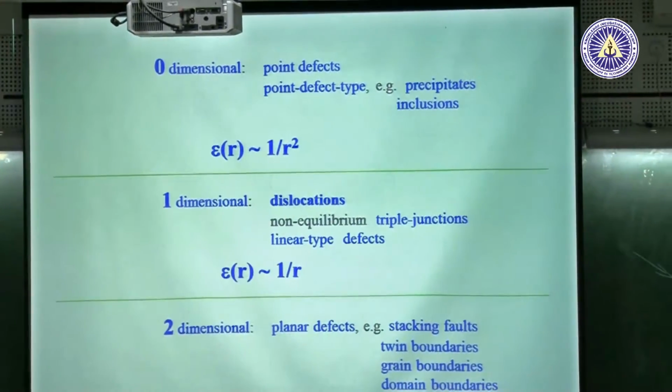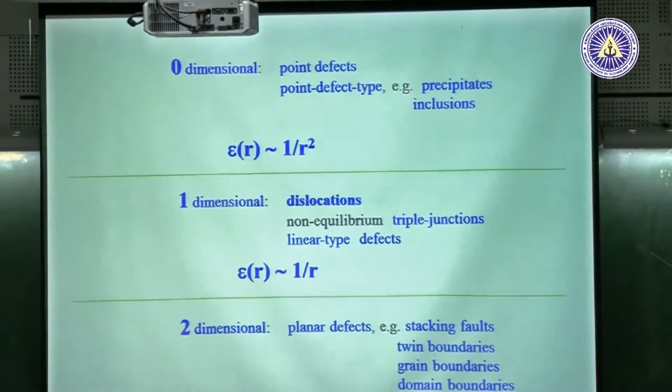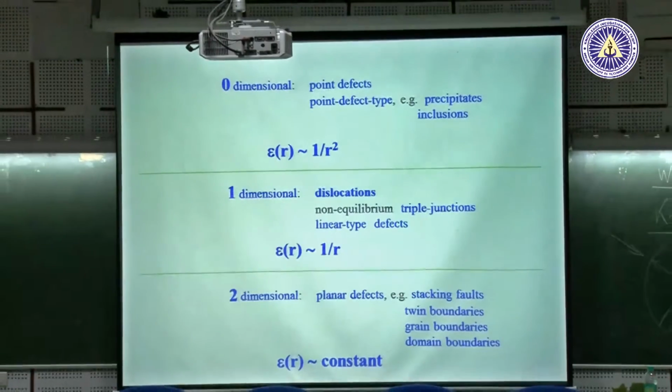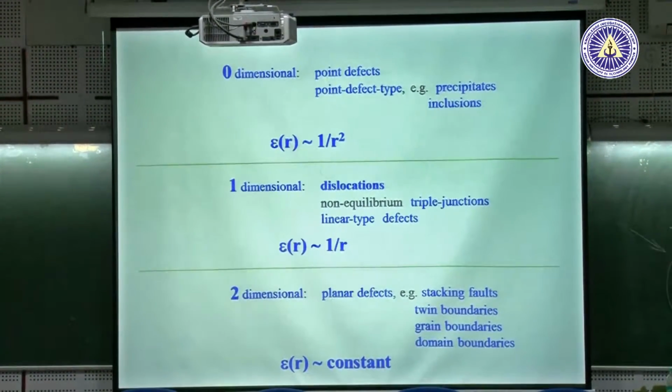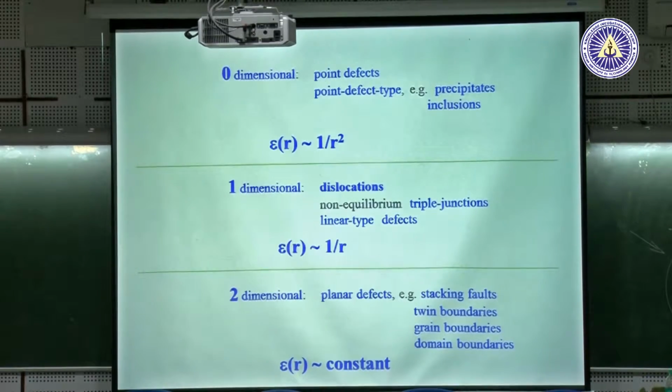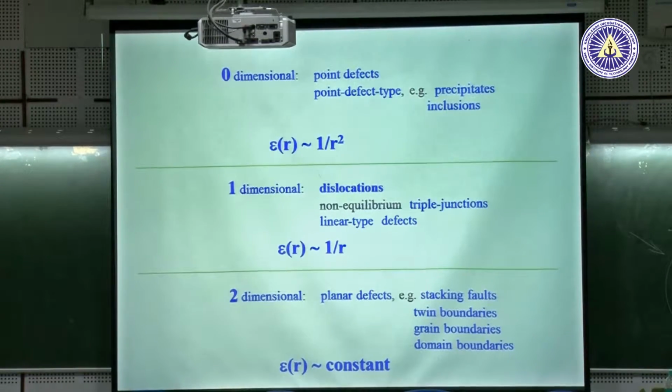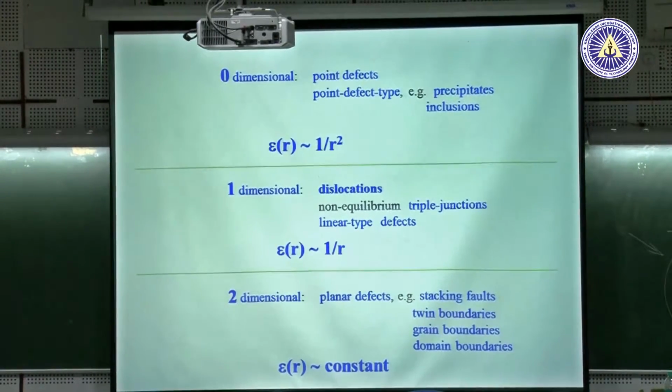And two-dimensional, I don't know if you can see the bottom. Can you see the bottom? It says the strain is constant. Okay? A large flat surface, the strain, if you don't go very far, doesn't change. The strain is constant. So what is the effect?